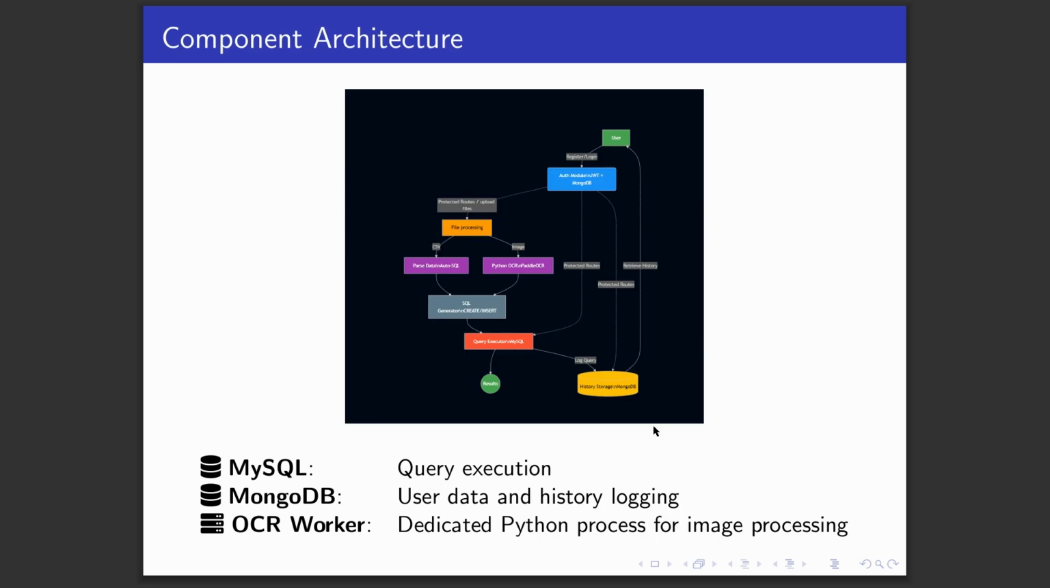This is the flowchart of the component architecture designed for our project. Our system is mainly powered by three components: MySQL, MongoDB, and OCR Worker. MongoDB is used for logging user data and history, and also to authorize the user. MySQL is being used to execute the generated queries or the user queries. It is a crucial component of our project.